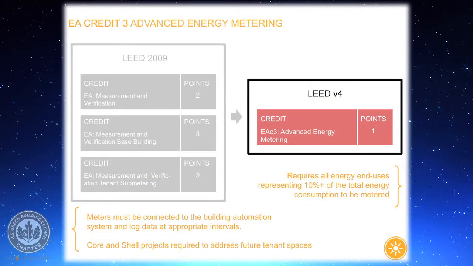Here, advanced energy metering, the way that this credit works is additional points for projects for sub-metering out any energy use that's projected to be more than 10% of the building's energy. So depending on how many of those you have will depend on how many sub-meters you need in order to earn the points. And then for core and shell projects, we've specified that in order to earn the points, they need to address future tenant spaces and provide the infrastructure in a way that they can be easily metered by the tenant.